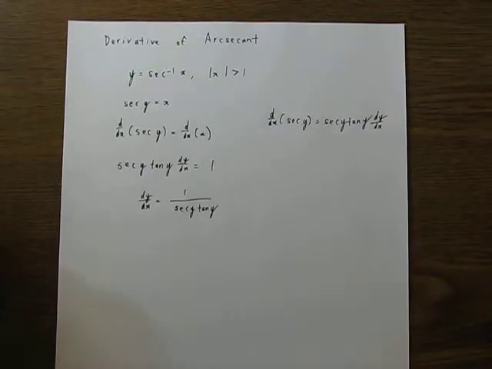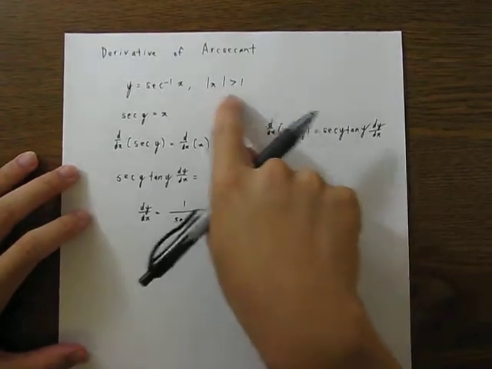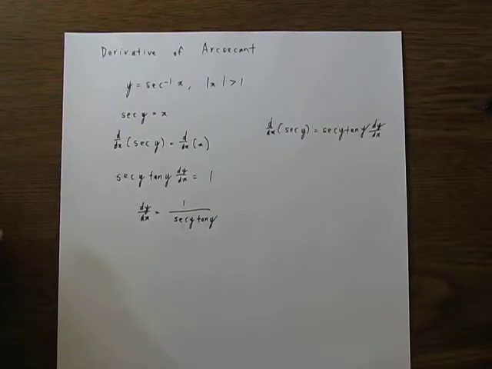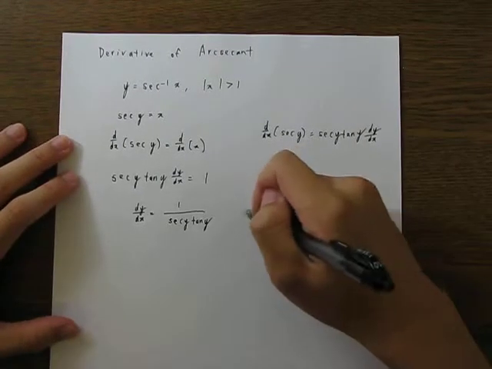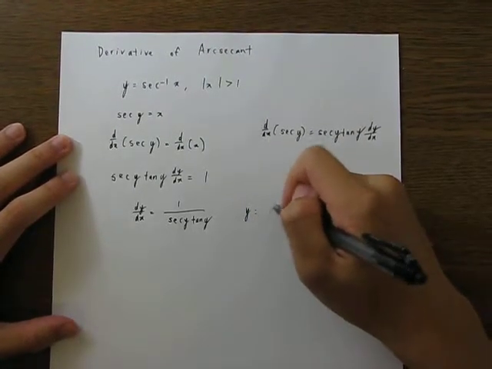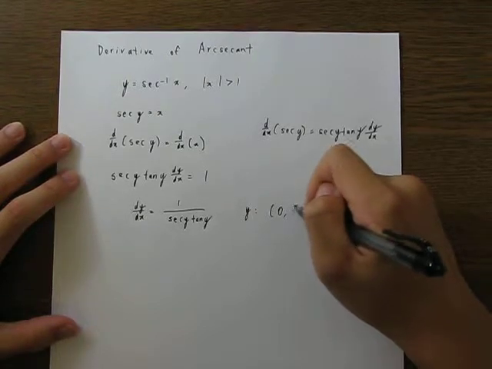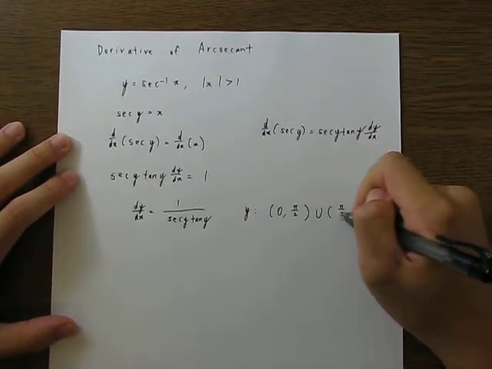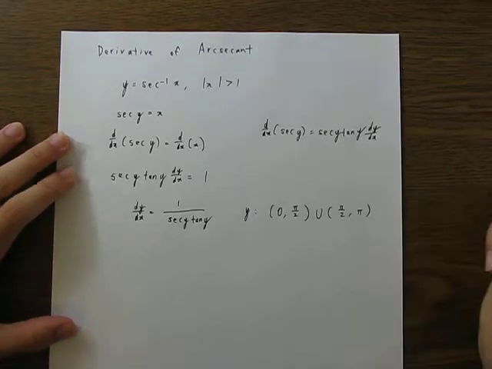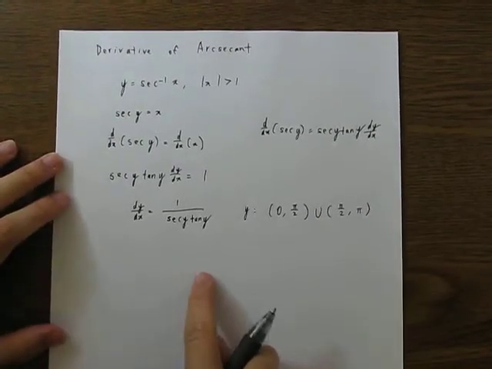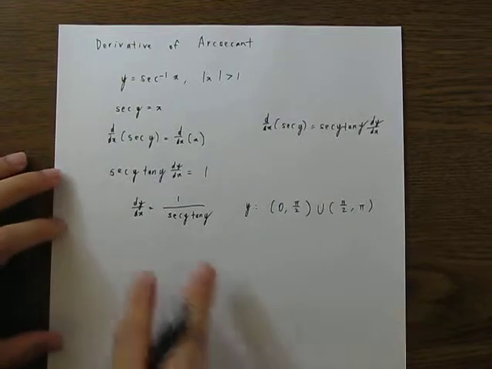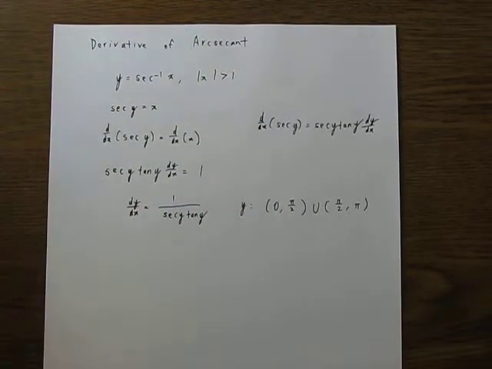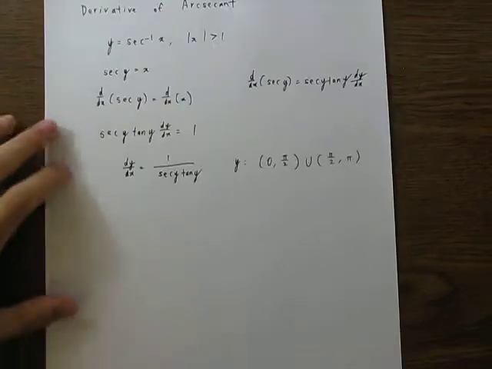Since the absolute value of x is greater than 1, as we mentioned up here, y lies in the range 0 to pi over 2 union pi over 2 to pi. And secant y tangent of y can never equal 0. That's why we can make such a division. We don't want undefined fractions.